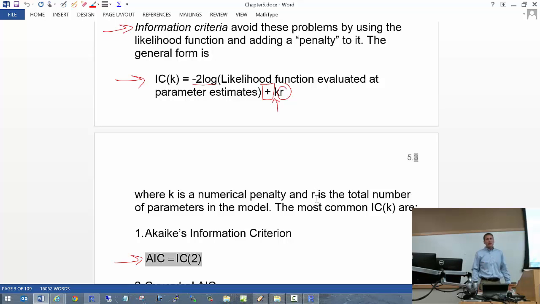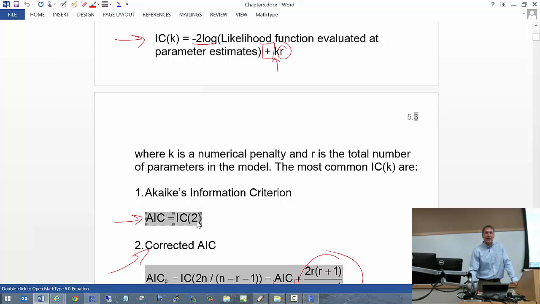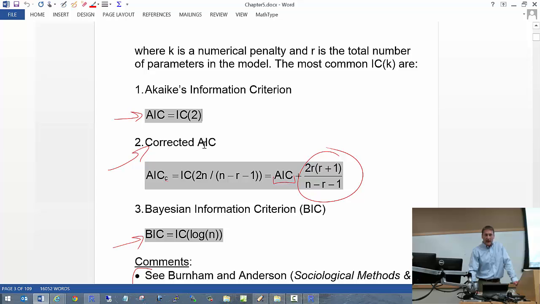Now there's actually 3 different information criteria that are typically used. One is not necessarily better than the other, so that's why there's 3 rather than the best one. And all of them differ based upon what they use for this penalty, which I call K. So Akaike's information criteria uses 2 as K in the information criteria equation. The corrected AIC uses something that's based upon the sample size n, and also the number of parameters in your model, which I just generally call r.